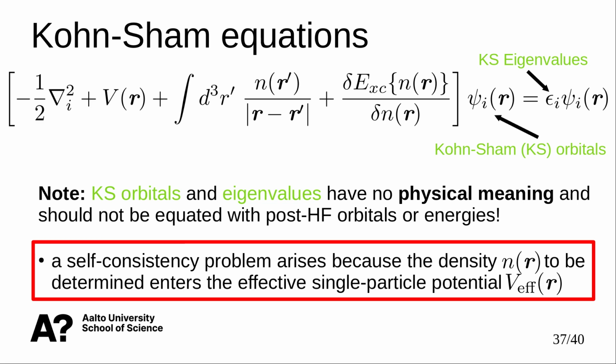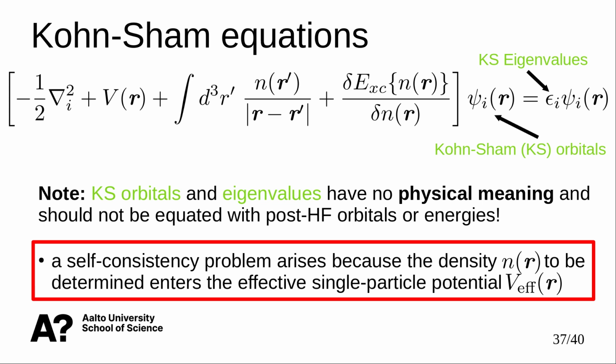And we are left with the Kohn-Sham equation as a self-consistent problem, because the electronic density determines the effective single particle potential, so we need to solve the Kohn-Sham equation iteratively, which we will discuss in the next lecture as well.